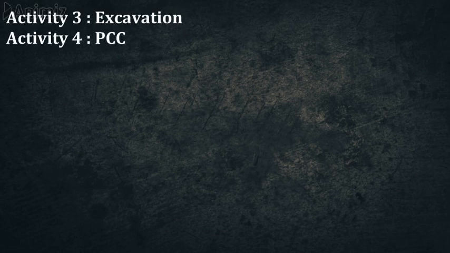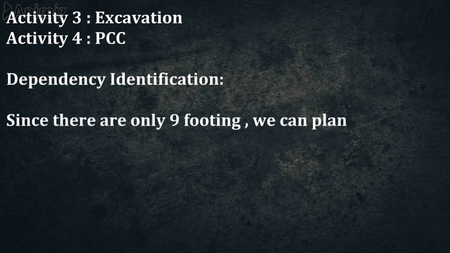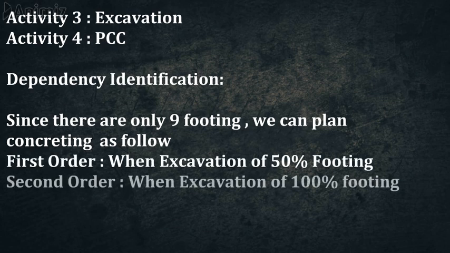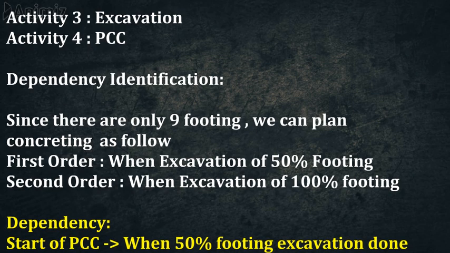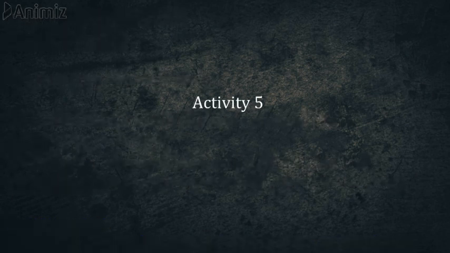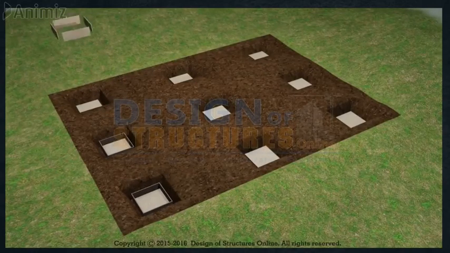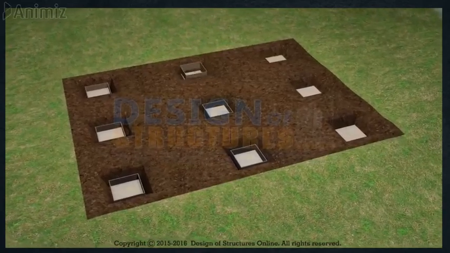Now again we have to ask how PCC is dependent upon the excavation. For PCC we need to bring a transit mixer, we need to bring concrete. So once 50% of the excavation is done, we can plan the PCC, and the rest of the PCC we can plan once the excavation is completed. So we can say the start of PCC depends upon 50% of the excavation completion. Arrangement for foundation is to be made. Once PCC is done, shuttering for foundation is placed.